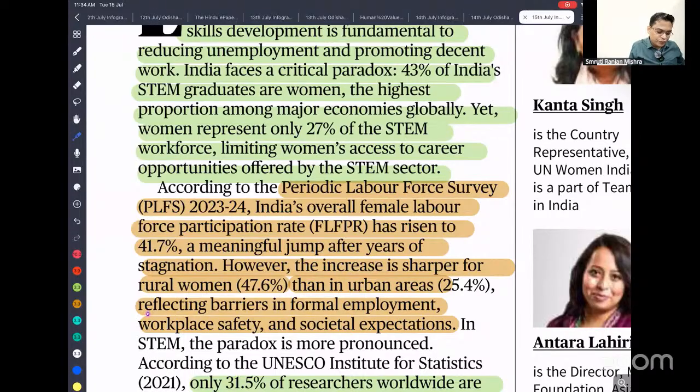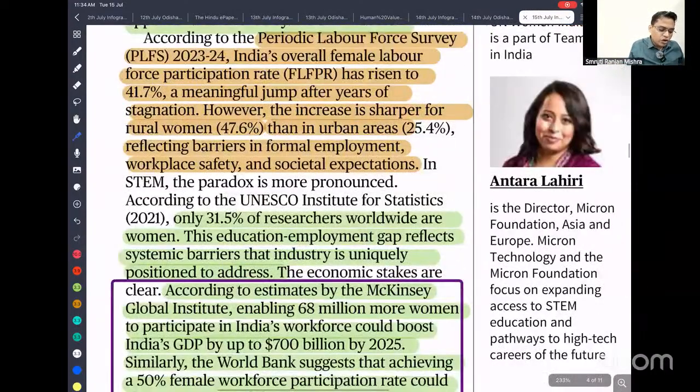This is because of formal work safety issues, societal expectations, and other barriers. For example, it is expected that a mother takes care of her kids rather than working. So all these things prevent participation. Only 31.5% of researchers worldwide are women. This education-employment gap reflects systemic barriers that industry is uniquely positioned to address.